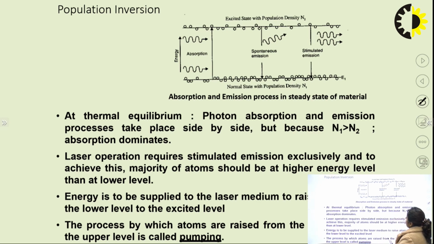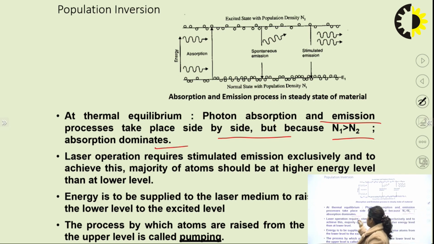So we have these three phenomena: absorption, spontaneous emission, and stimulated emission. This figure shows two energy levels, E1 and E2, and the density of electrons. In the lower energy level the density is N1, and in the higher energy level the density of electrons is N2. At thermal equilibrium, photon absorption and emission processes take place side by side, because N1 is greater than N2, and in this case absorption dominates.